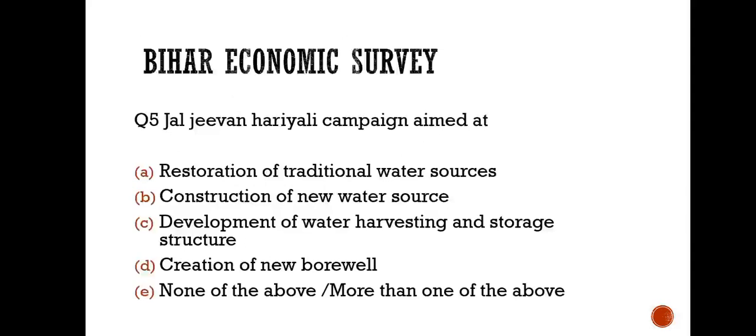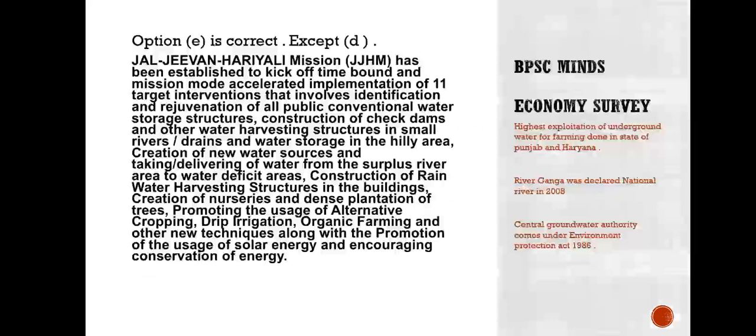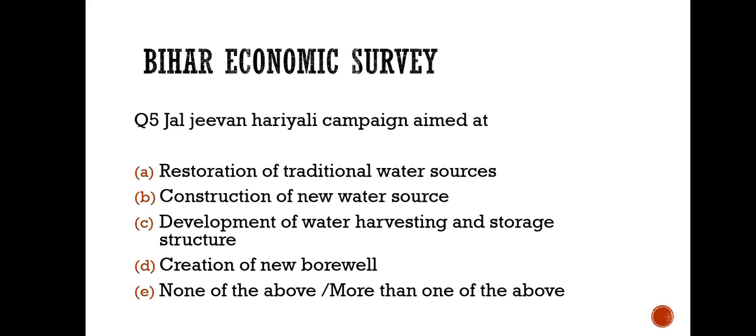Jal Jeevan Haryali campaign aimed at: option A, restoration of traditional water sources. Option B is construction of new water sources. Option C is development of water harvesting and storage structure. Option D is creation of new borewell, and option E, none of the above and more than one of the above. Let's see the answer. Option E is the correct, except D, that is creation of a new borewell.